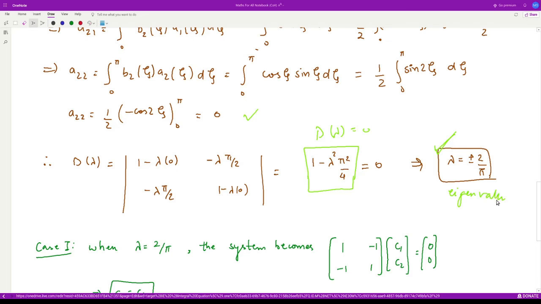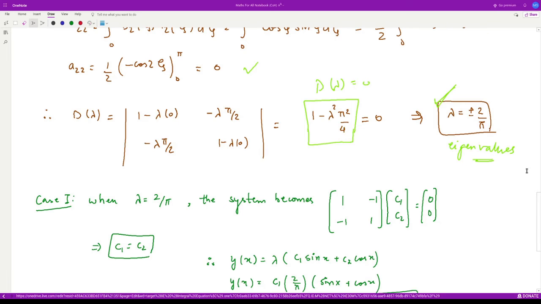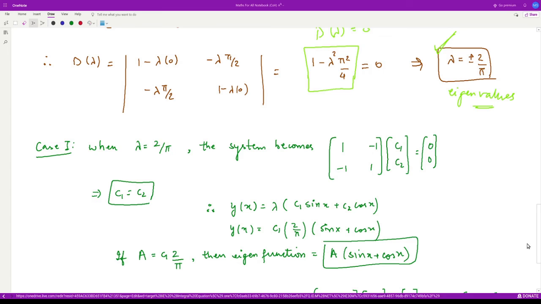Plus minus 2 upon pi. These are the two eigenvalues of the corresponding integral equation as well as the linear system that we have obtained. So to calculate the eigenfunctions, let us use these values one by one.